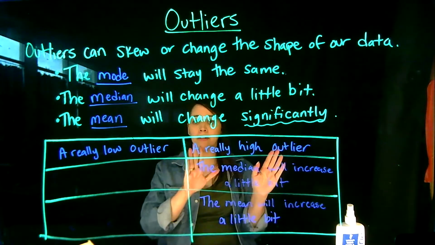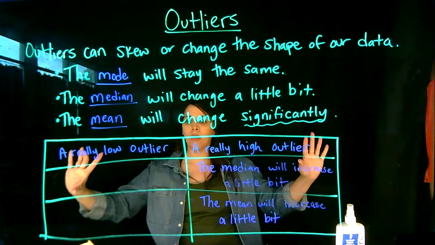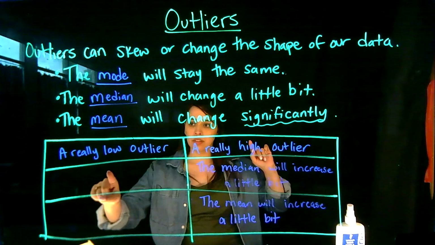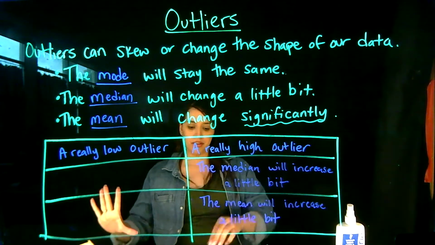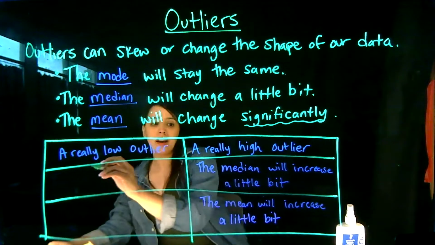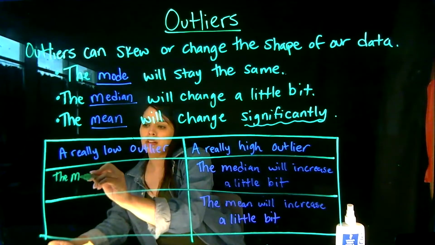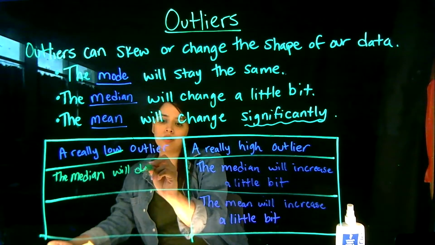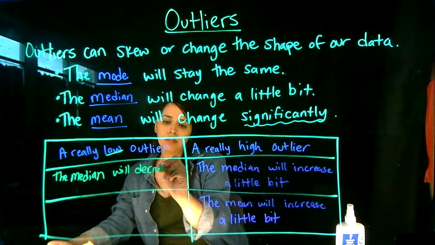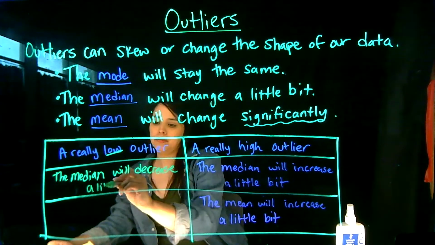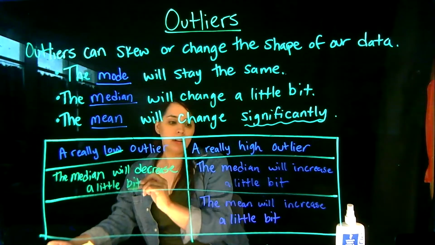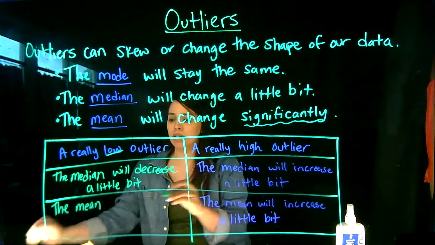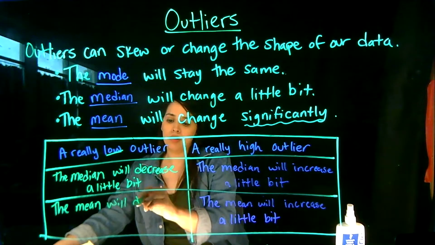So in the same way, what if I had a list of numbers and then I had a really low outlier? What do you think will happen to the median? Is it going to increase or decrease if you have a really low outlier? I heard it. Yeah, it's going to decrease. So the median, if you have a really low outlier, the median will decrease a little bit. And then the mean of a set with a low outlier is also going to decrease.